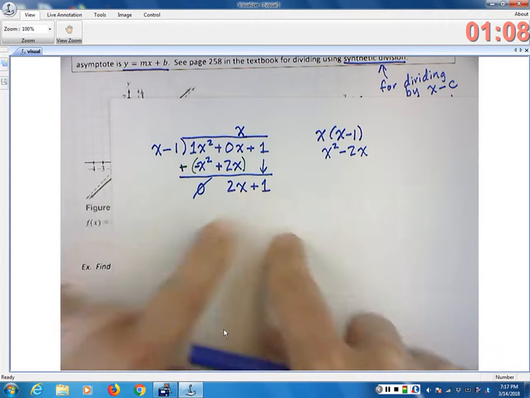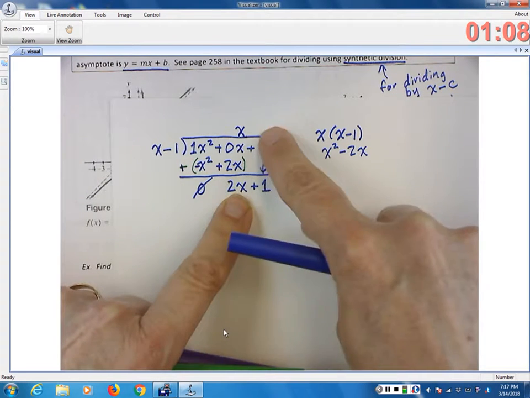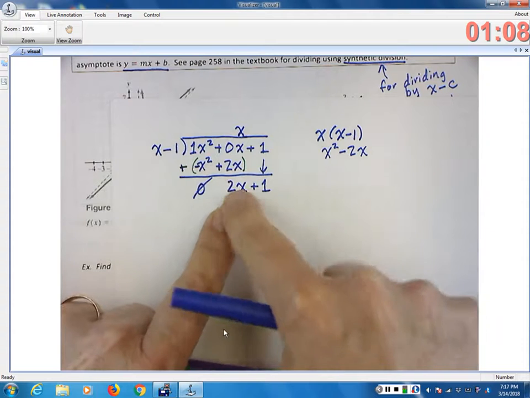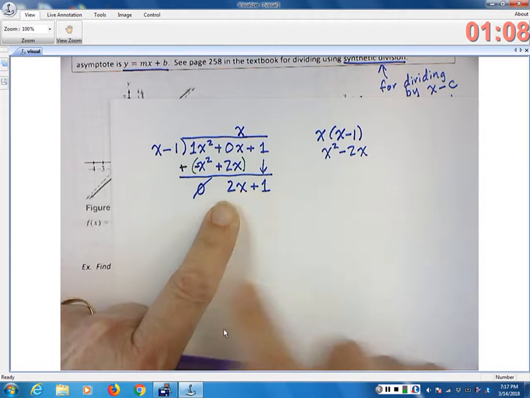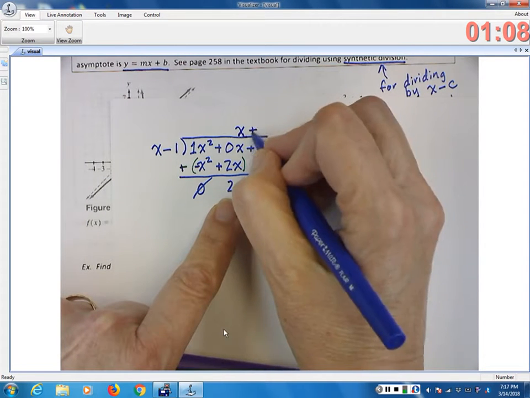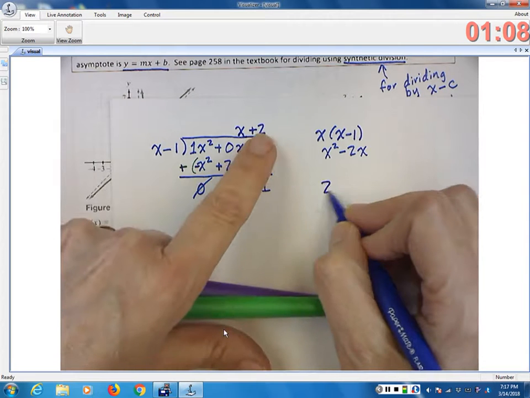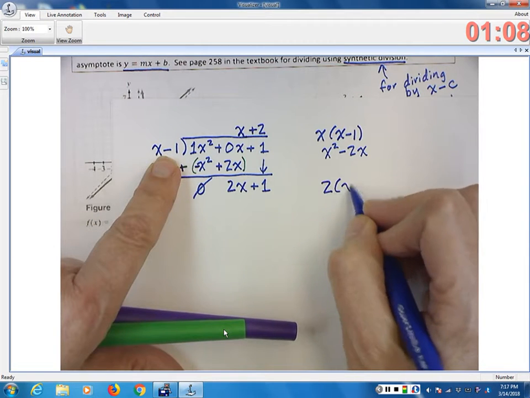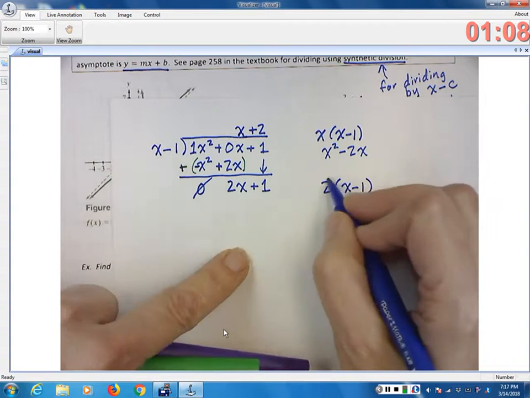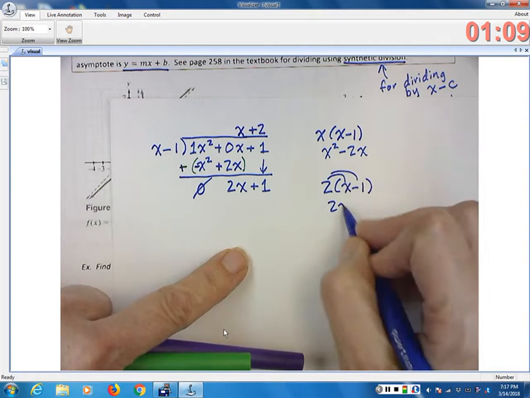Okay, we're looking at this. What times x equals 2x? A positive 2. And then off to the side, we're going to take 2 times x minus 1. Distribute it. 2x minus 2.